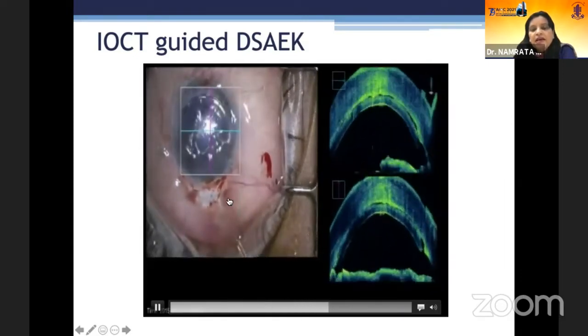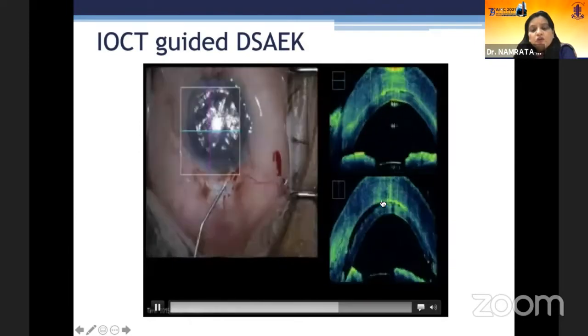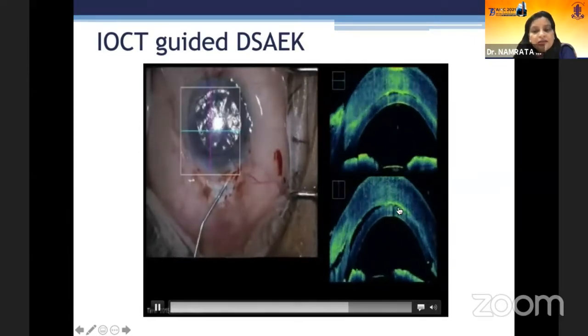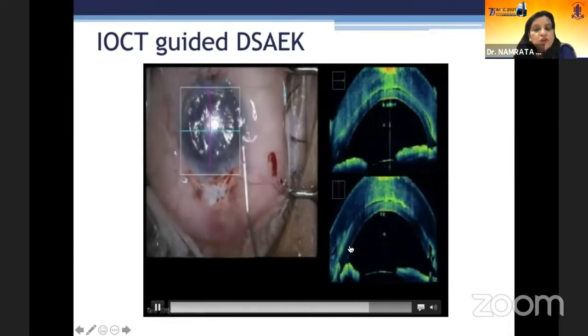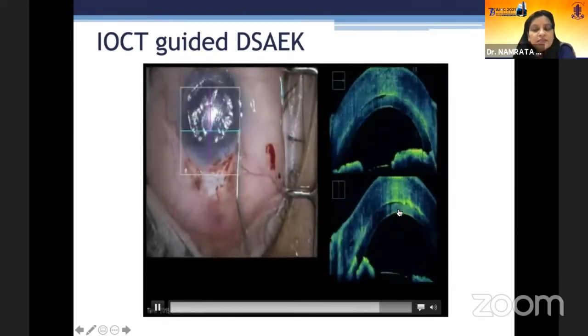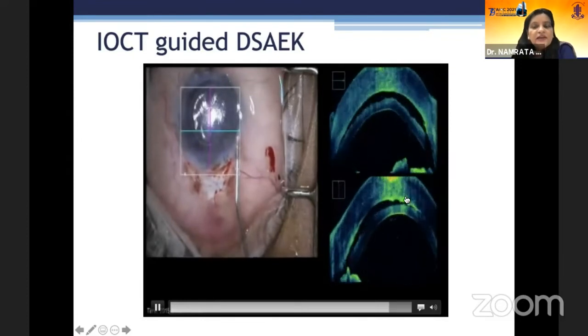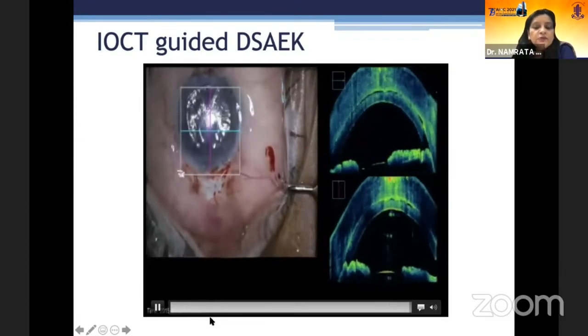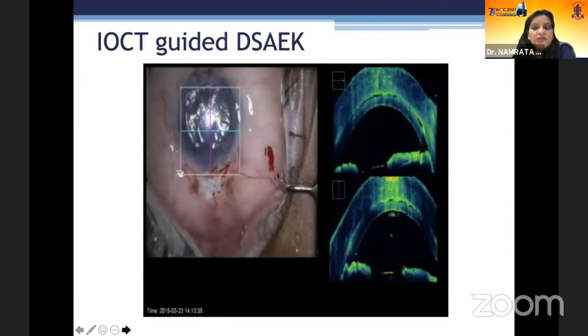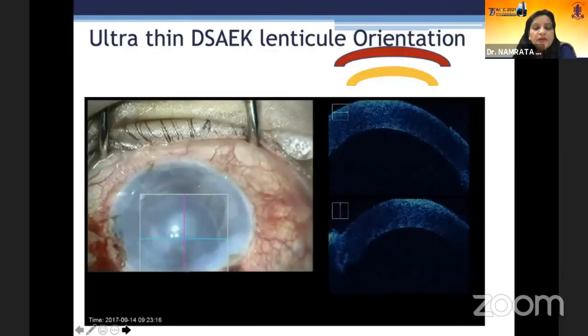When you put the air bubble there, even at the submicroscopic level, you know that there is some fluid present, and as you do the hydration of the wound, then this moves. So you know that this is not the end point, but if you didn't have this IOCT microscope, you would probably think that's the end point. So it helps you to fine tune or titrate your step in a much better way.